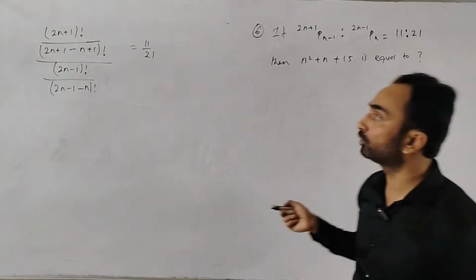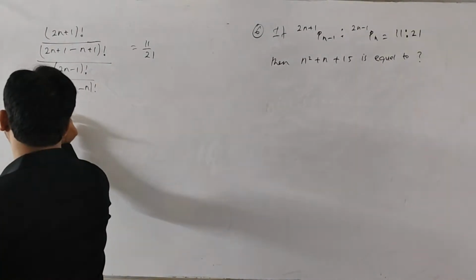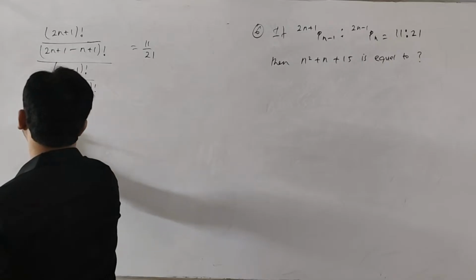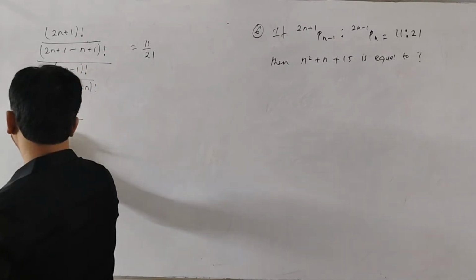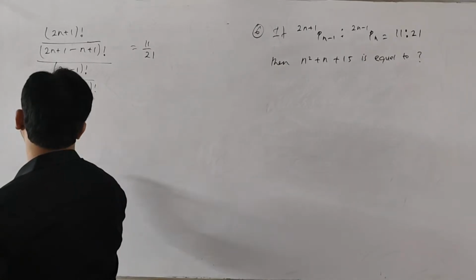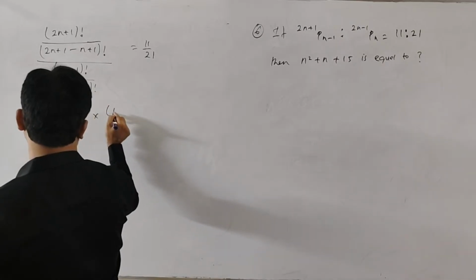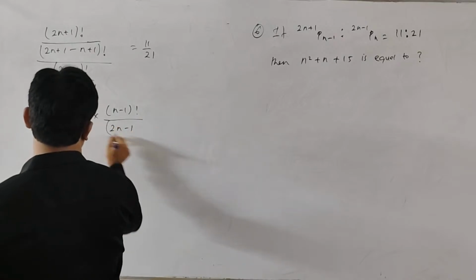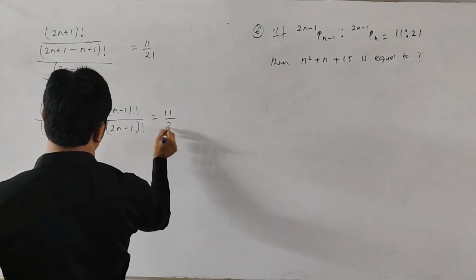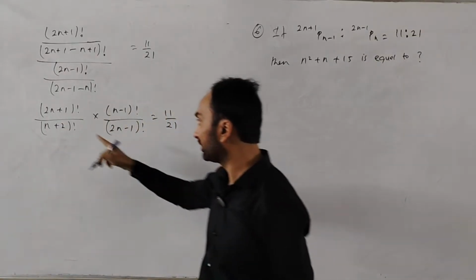Now we will try to simplify it. This can be written as (2n+1)! divided by (n+2)!, and this could be written as (2n−n−1)!, which goes up, divided by (2n−1)!, is equal to 11 by 21, correct? Now just see, we can simplify this.